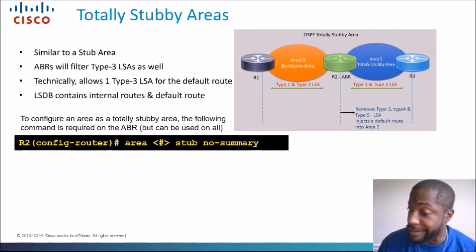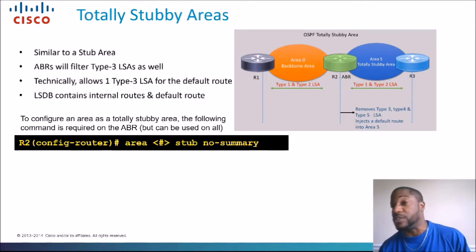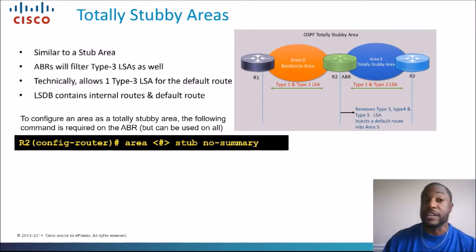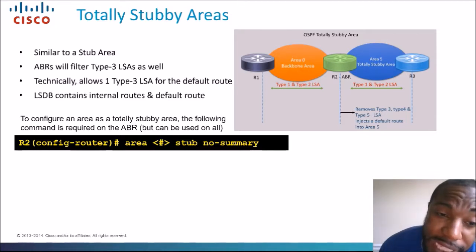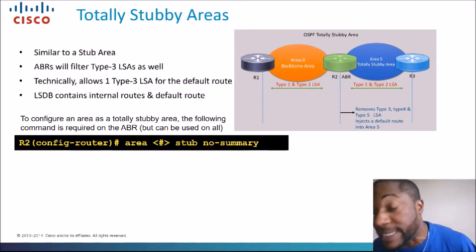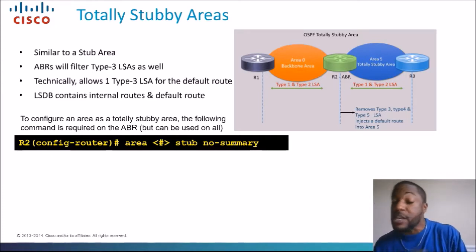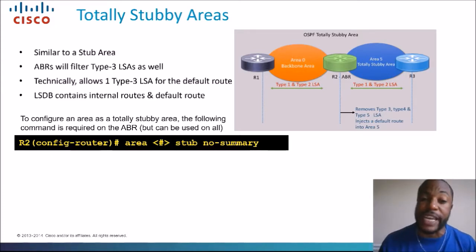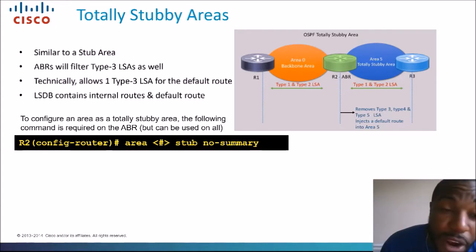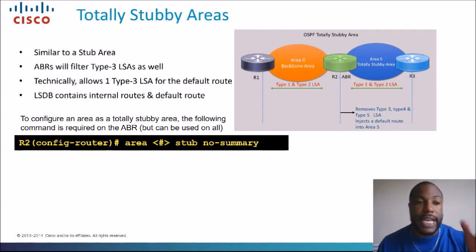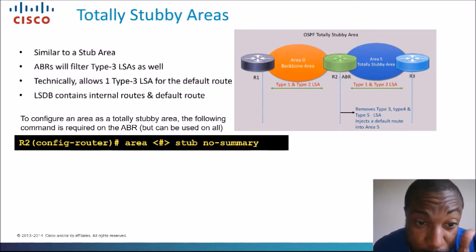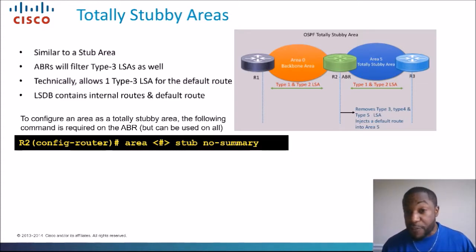Totally stubby areas. Yes, what were the guys at Cisco's marketing team thinking when they named the totally stubby area? Well, what's a totally stubby area? It's similar to a stub area, as you can see here, but it also filters type 3 LSAs. What's a type 3 LSA, right? It's a summary LSA, right? That's why we did the LSA types first. So if you don't know what the different LSA types are, go to the last video and you'll know what those are. Again, it's an area summary LSA type. It technically allows one type 3 LSA for the default route. So the default route will be injected when we create a totally stubby area.